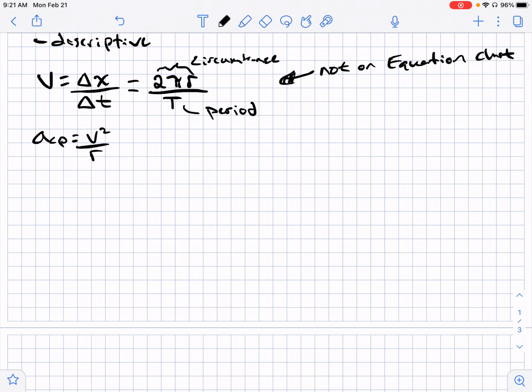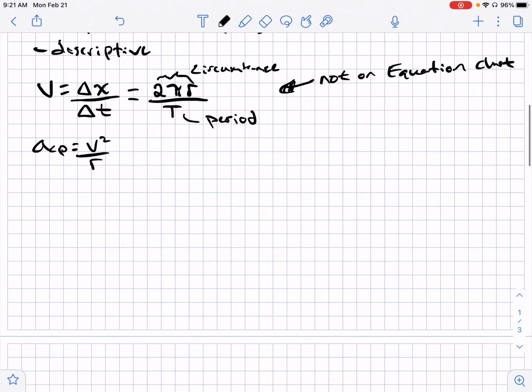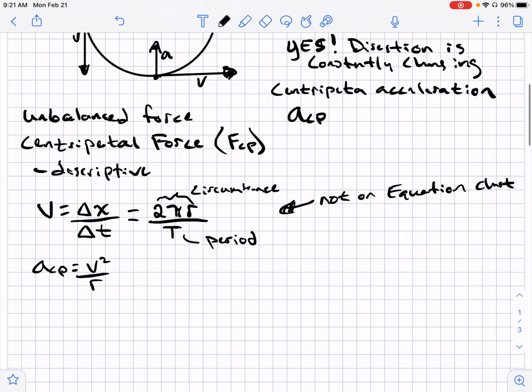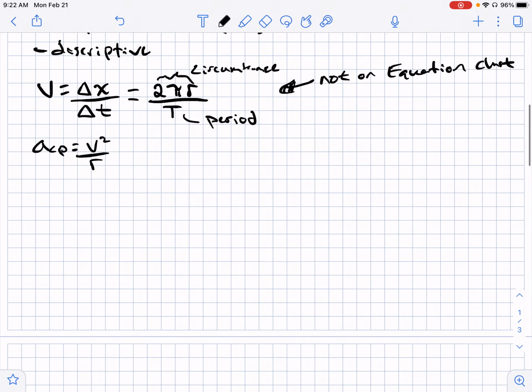So this one, you'll have to commit to memory, but it's relatively easy because it's just the circumference of the circle divided by the time for one revolution, or the period. Your centripetal acceleration, that one is on your equation chart, so that's not one that you have to commit to memory. Now, we also mentioned that there was this centripetal force. So we do have an equation for centripetal force.